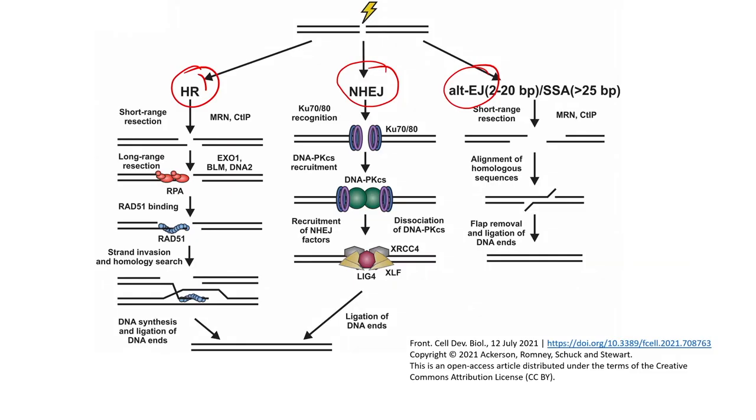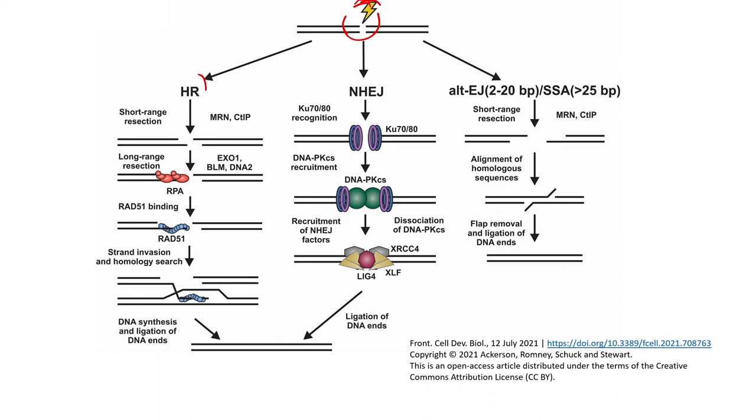Now, from this diagram you can see whenever there is a double strand break, the DNA is either repaired by homologous recombination or any of the other two pathways. Now, a DNA break is a DNA break.